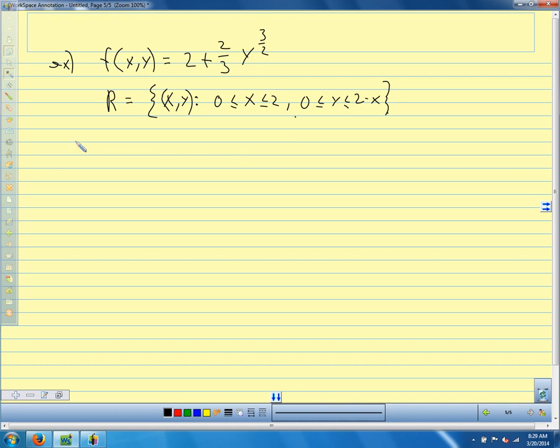So first off, let's sketch our region. So 0 is less than or equal to x less than or equal to 2. So x is going between 0 and 2. y equals 2 minus x. That gives me a line. The y-intercept is 2. The slope is -1. So there's my line. And this is my region.